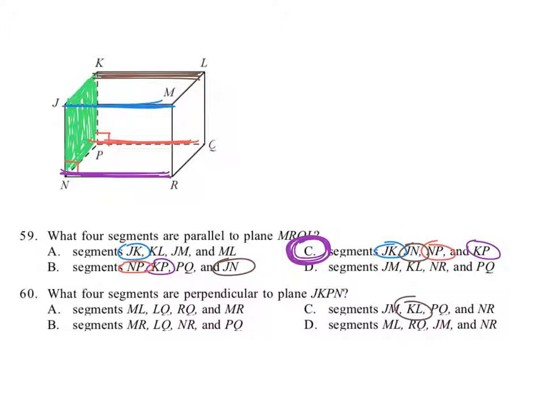But let's just check the rest of them and make sure. QP or PQ. There's PQ. There's PQ. What about in purple? NR or RN? There's NR, there's NR, there's NR, and in blue, JM. There's JM, there's JM. The only one with all four of them is going to be C.